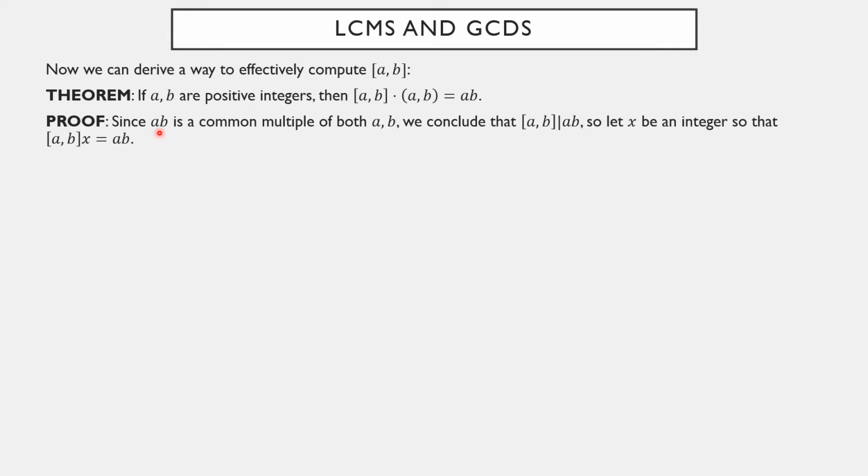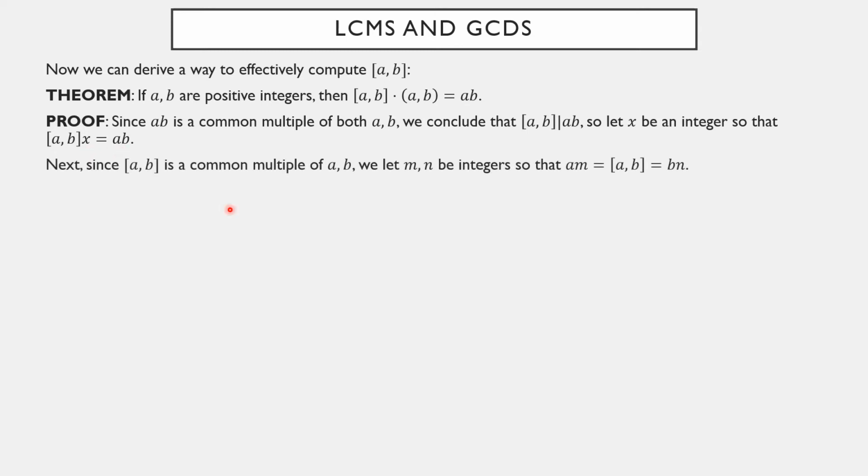Well, A times B is A times something, so it's a multiple of A. But it's also B times something, so it's a multiple of B. So A times B is a common multiple of both A and B. But we know from the previous slide, any common multiple of A and B is a multiple of the LCM. So the LCM is a factor of AB. Well, if the LCM is a factor of AB, then I can find an integer x so that the LCM times x is the number AB.